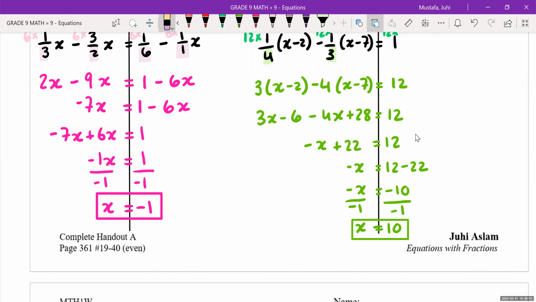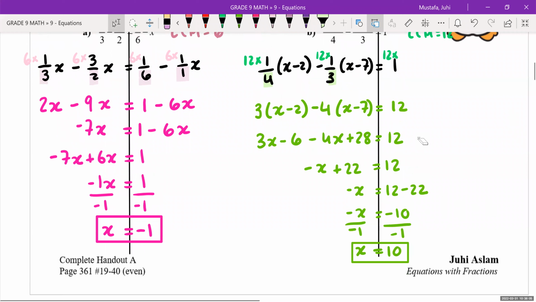No, that's totally fine. Also, you won't lose marks if you don't get rid of the fractions, like if you don't use this method, but I'm telling you that this method is super efficient. Doing this will really make the questions a lot easier for you.